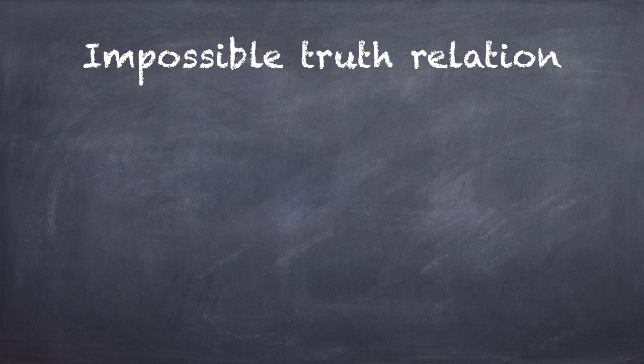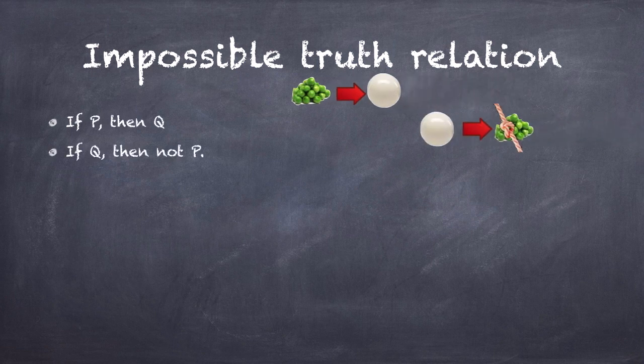Now we will look at impossible propositions. Recall that impossible propositions are propositions that are sufficient for their own contrary. So first, we state that P is sufficient for Q. Next, we state that Q is contrary to P.